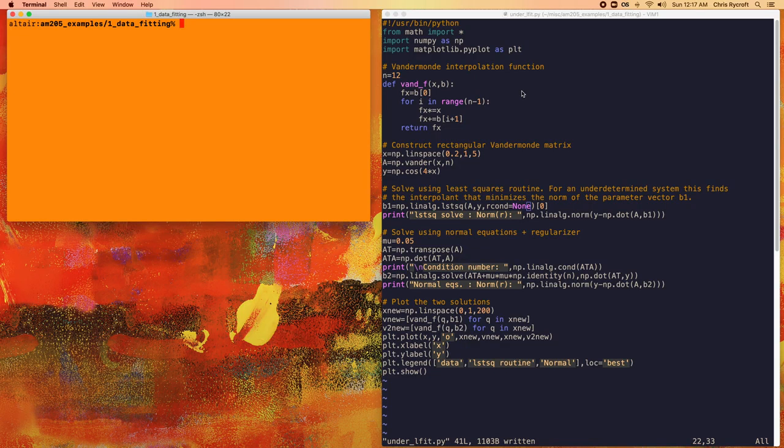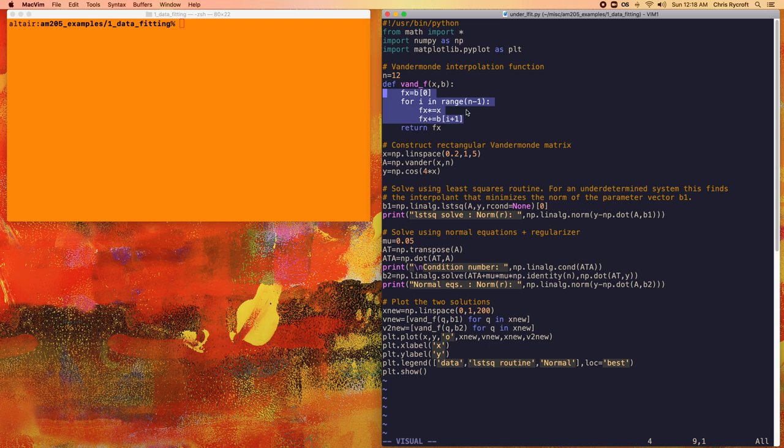We'll now take a look at the underscore lfit.py example that demonstrates solving an underdetermined least squares problem. And we'll look at fitting a degree 11 polynomial that has 12 free parameters. And we'll first describe this function vand underscore f that will evaluate this polynomial at a position x for a given parameter vector b. And it will do this using Horner's method that we described in previous videos as an efficient method to evaluate polynomials.